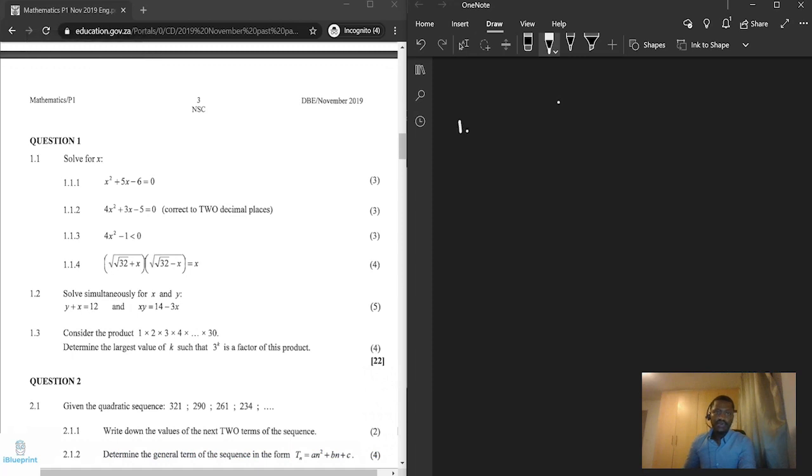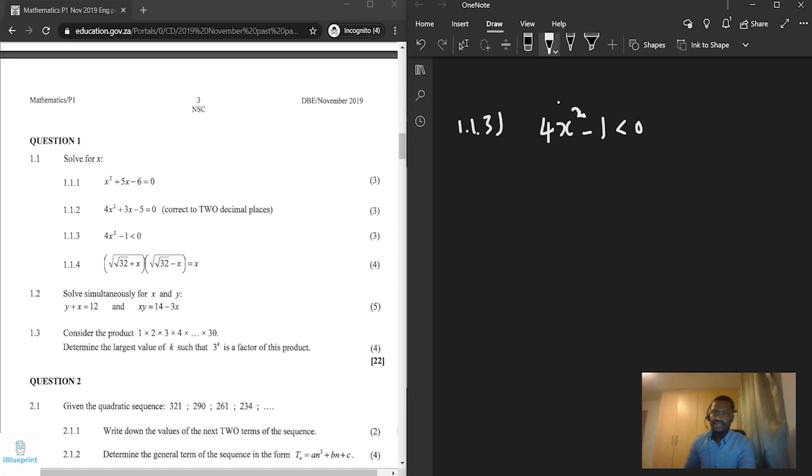Our next question is 1.1.3. So here we have 4x squared minus 1 is less than 0. What you have to notice here is that this is an inequality, so you're looking for a range of x values that are going to satisfy this.